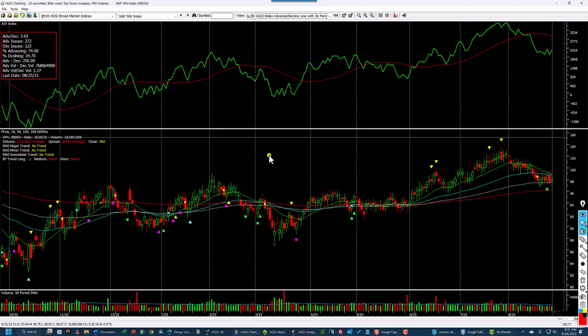Okay, now here's a chart with the advanced decline line of the S&P 500. If you look over here at this box, it tells you there were 373 advancers, 123 decliners, and so on. And we can start seeing after this bottom here that there's a little bit of money flow starting to go back in, or accumulation, I should say.